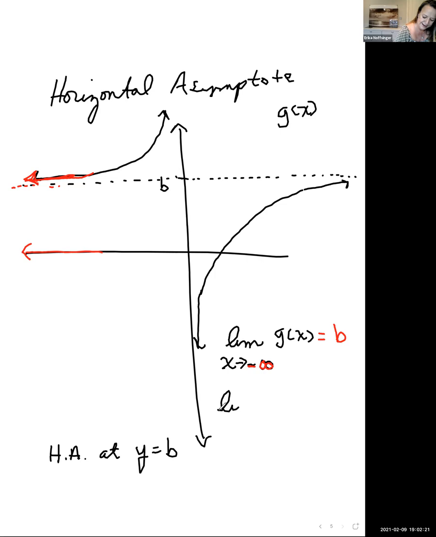And if we look at the limit as x goes to positive infinity of g of x, notice it's still going to one y value. It's getting closer and closer. So as x is going to positive infinity, that y value is getting closer and closer to b. Okay, so those limits actually exist at horizontal asymptotes, and they're the end behaviors of our graph.